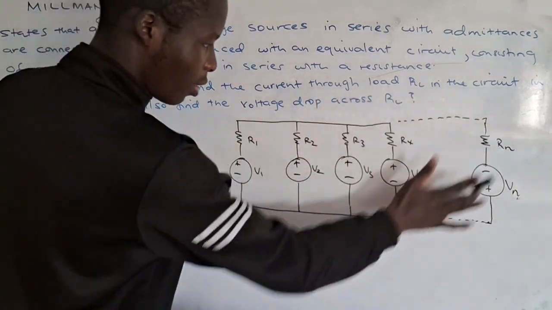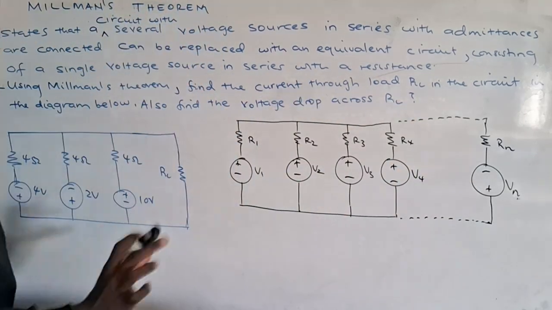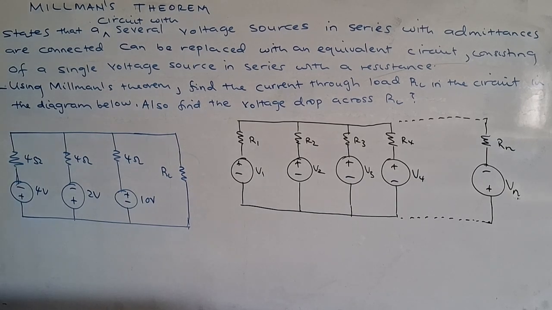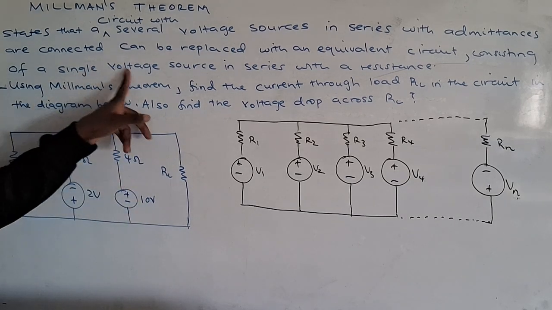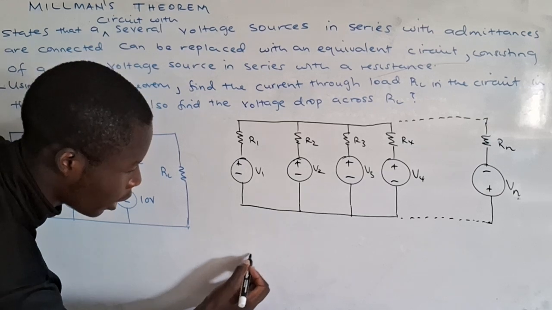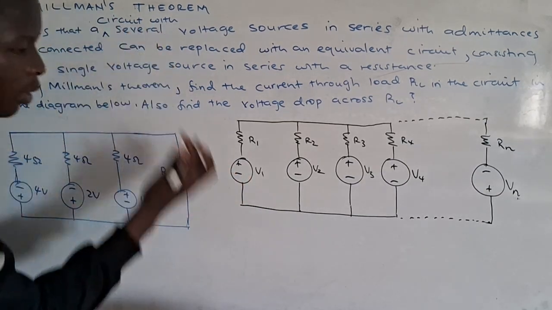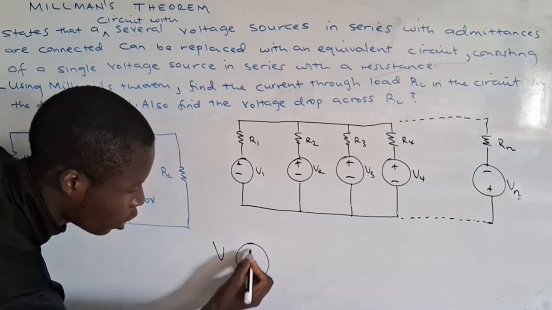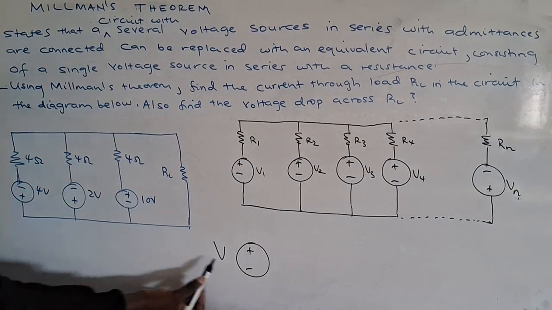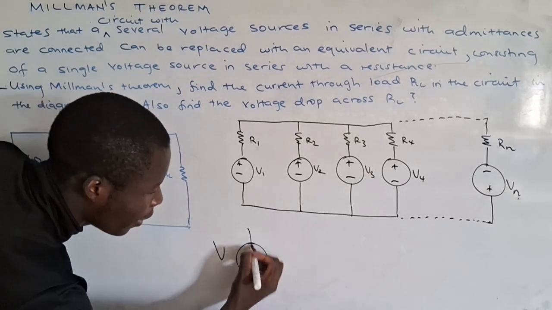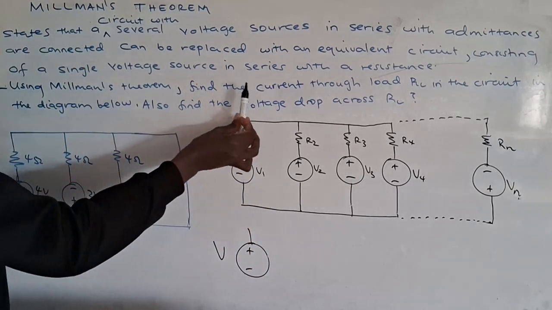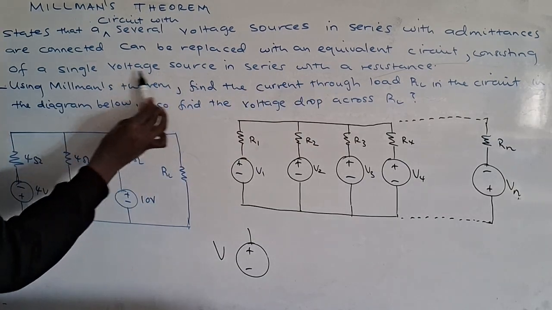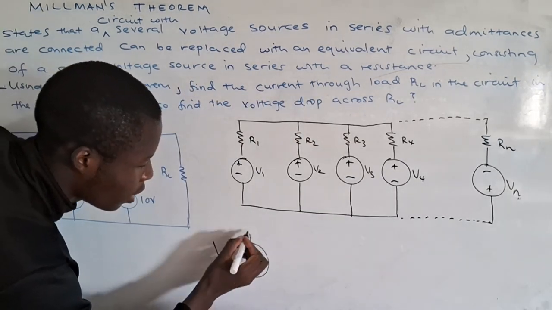You can convert this circuit into a simple circuit which consists of a single voltage source. So I'm going to draw here Millman's equivalent circuit. This is the single voltage source, positive, negative here. And here, a resistance, a resistor in series to the voltage source. So this is the resistor.